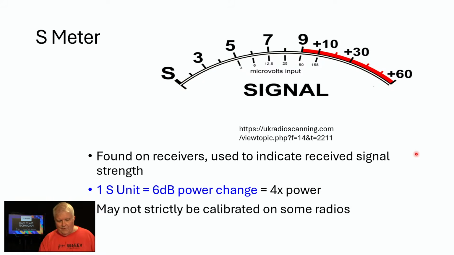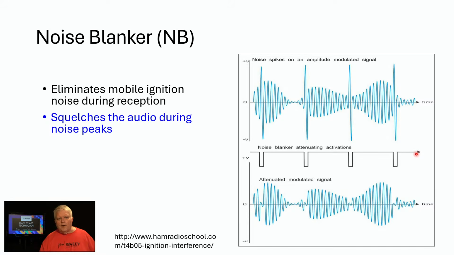Another control on receivers, especially important if you're going mobile and trying to listen to amplitude modulation or single sideband signals, is a noise blanker. It eliminates ignition noise or sometimes electric fence noise, things like that. What it does is it actually squelches the audio during detected noise peaks. So here's a noise peak on a signal you're trying to receive. The radio is able to automatically eliminate it, and then you can hear things more intelligibly. So that's what a noise blanker is all about. You don't want to leave it on all the time, but if you've got a special need for it, turn it on and it might help you out.